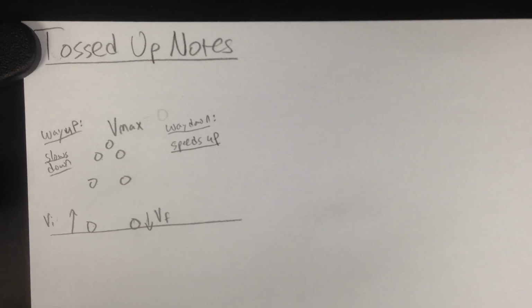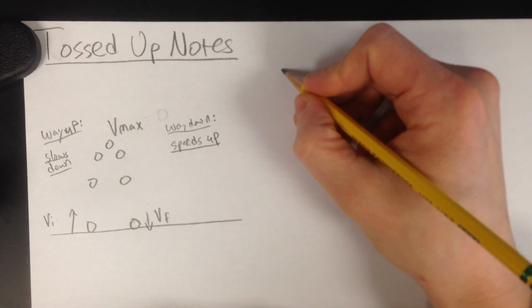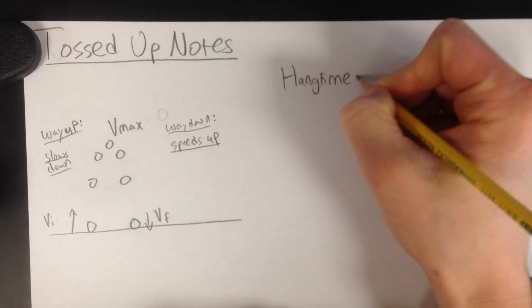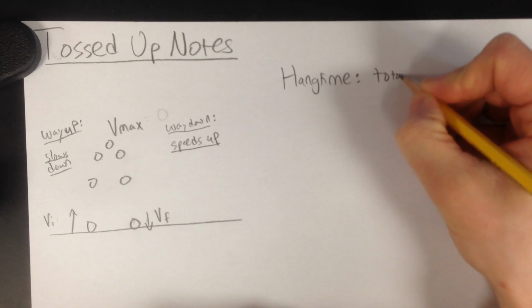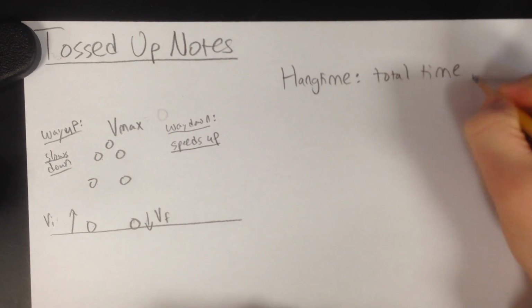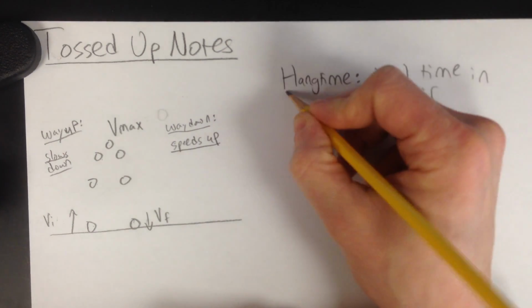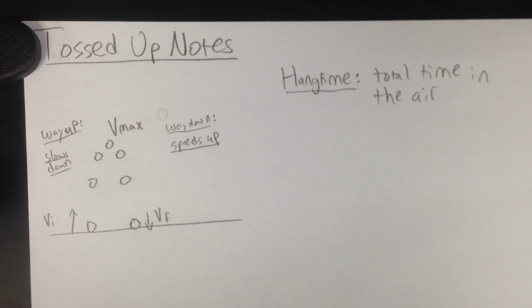And what else do we know about a projectile that's launched up into the air? We know about time. First thing we'd like to define is the hang time of the projectile. It's the total time in the air. That's what we mean by hang time, the total time that a projectile spends in the air.